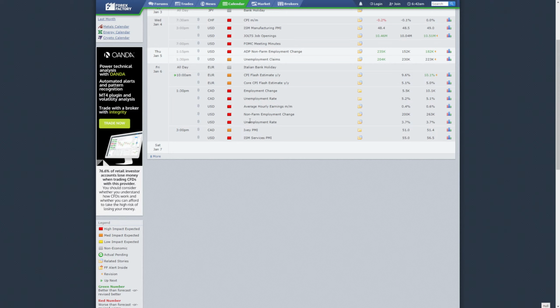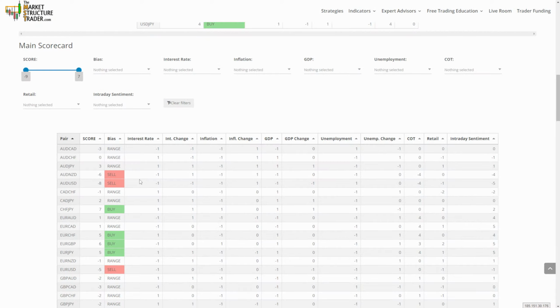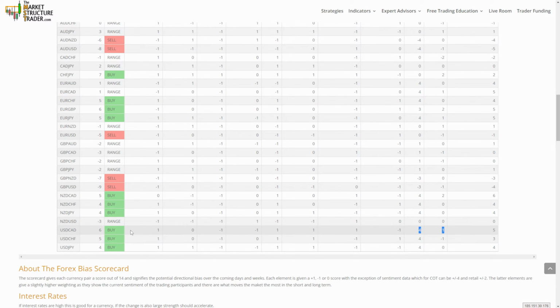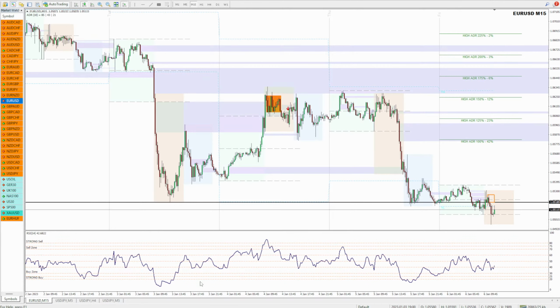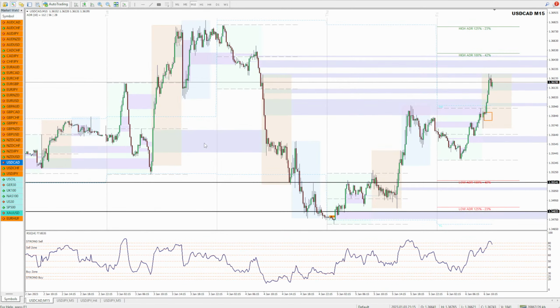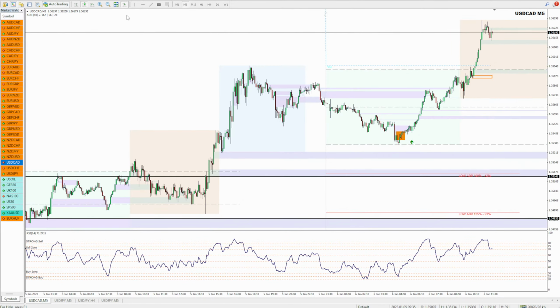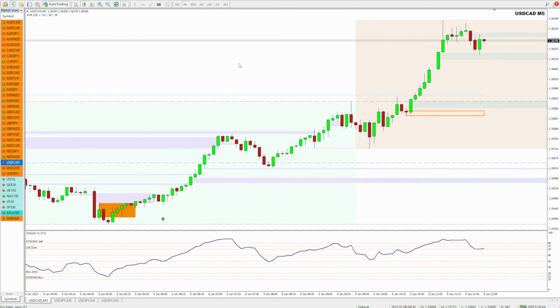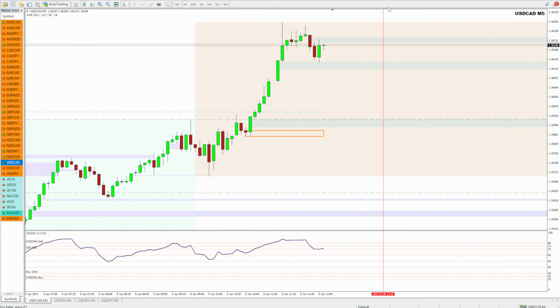I wonder if US dollar CAD might be a better candidate for this. Yeah, okay. What I'm going to do is I'm going to trade US dollar CAD this afternoon. And the plan is basically, obviously the news comes out at 1:30, which is 15:30 my time, broker time. So there's where the news comes out.